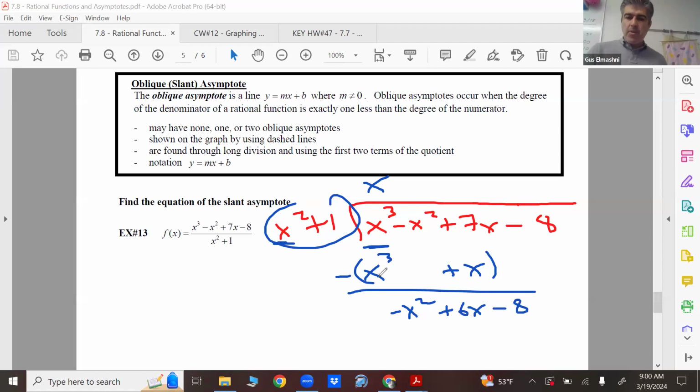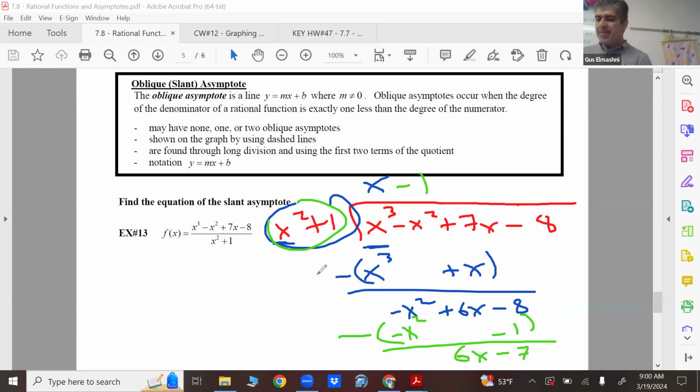Okay, what do you multiply to x squared to get the negative x squared? Yeah, minus 1. So you multiply all this by minus 1, which is negative x squared minus 1, and you subtract again. Those go away. You get 6x minus 7, because you're doing negative 8 minus negative 1. At this point, x squared doesn't multiply to 6x. That's your remainder. So you put plus 6x minus 7 over x squared plus 1.